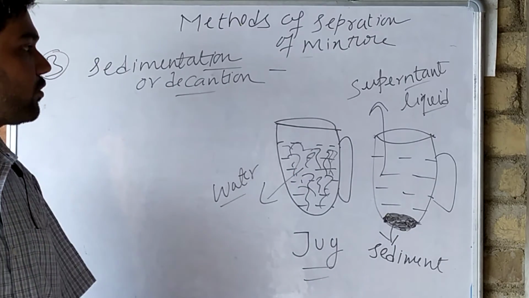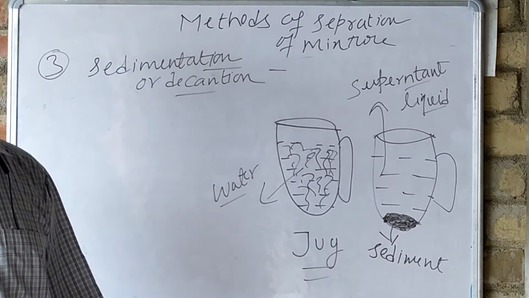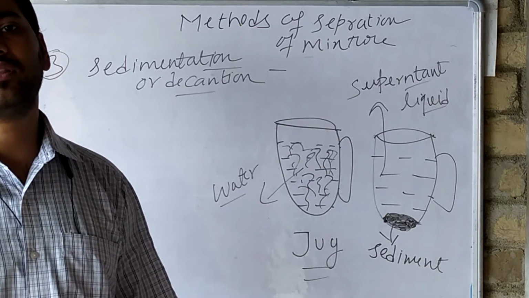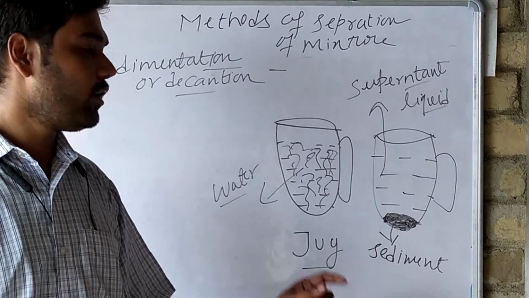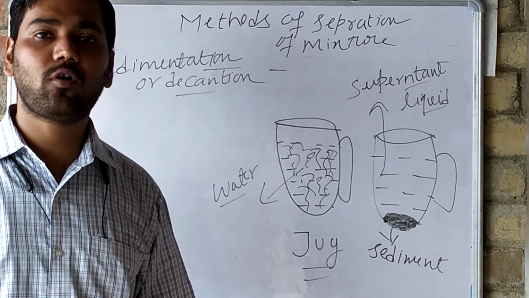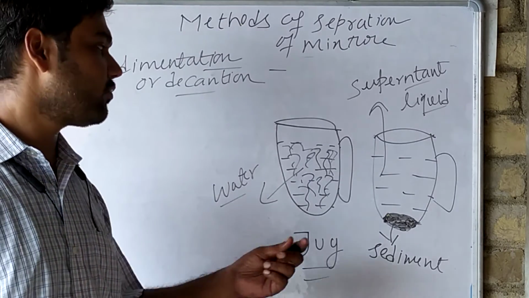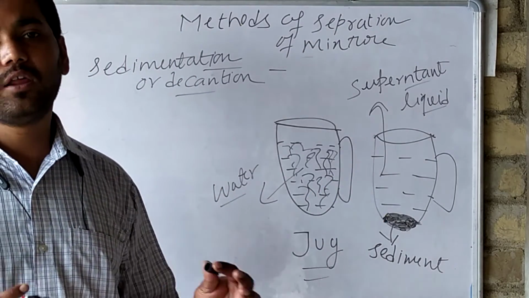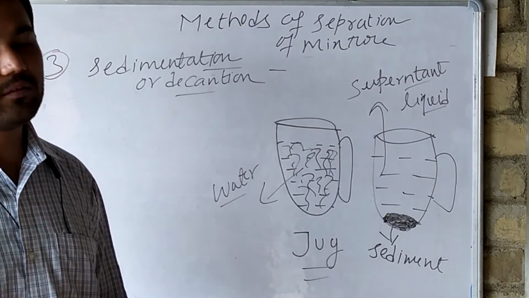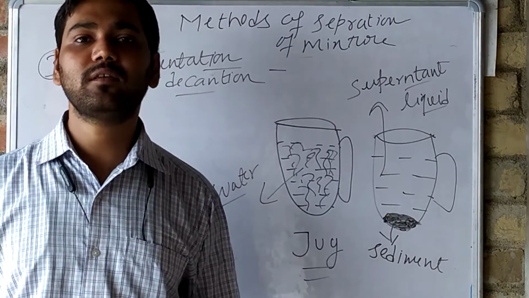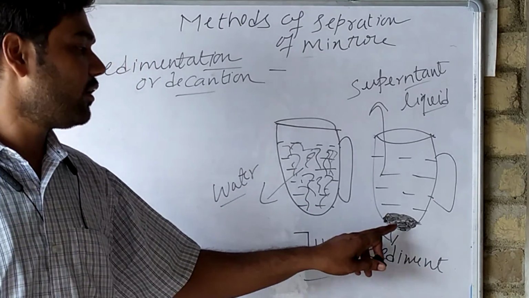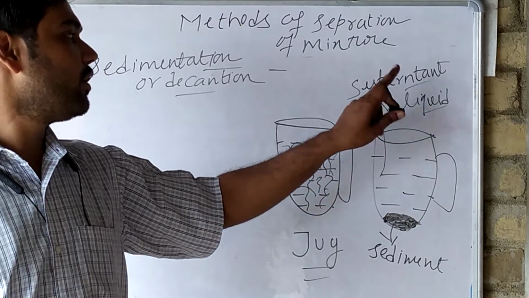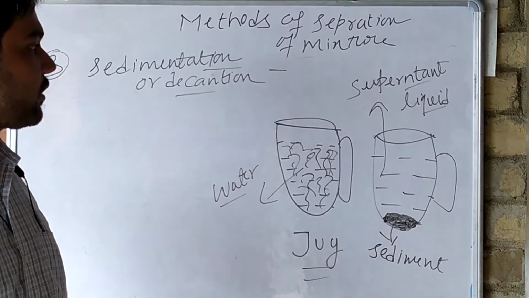In this process, if a solid particle is mixed with a liquid and we do not disturb it for a while, that solid particle, because of its heavy weight, will settle down in the vessel containing the liquid. This process is known as sedimentation, the solid particles are known as sediment, and the liquid above the sediment is known as supernatant liquid.